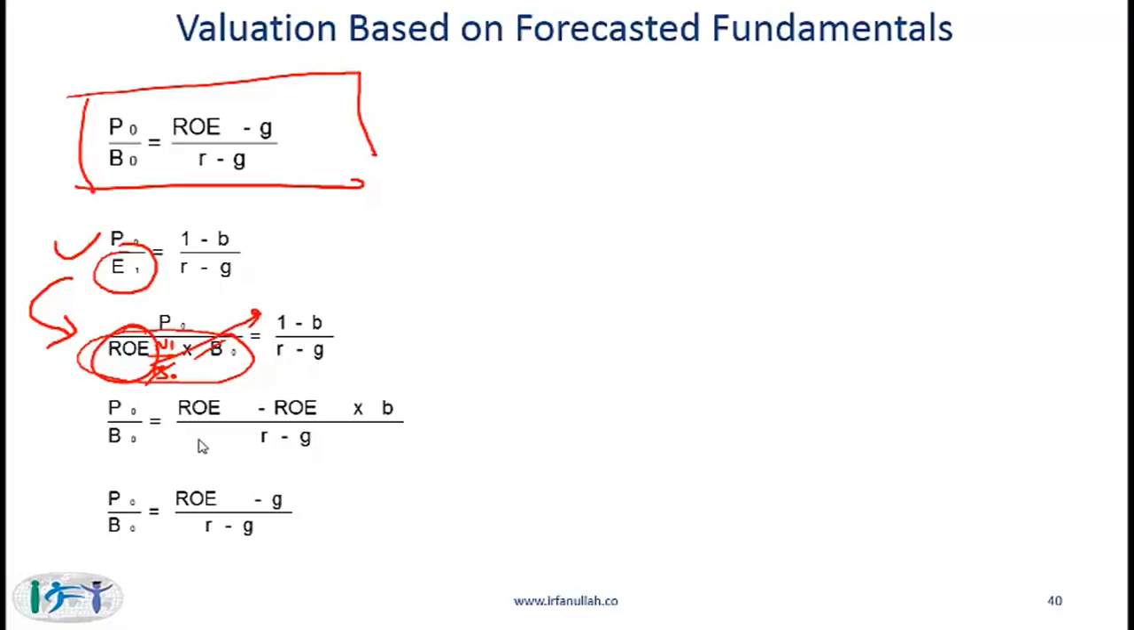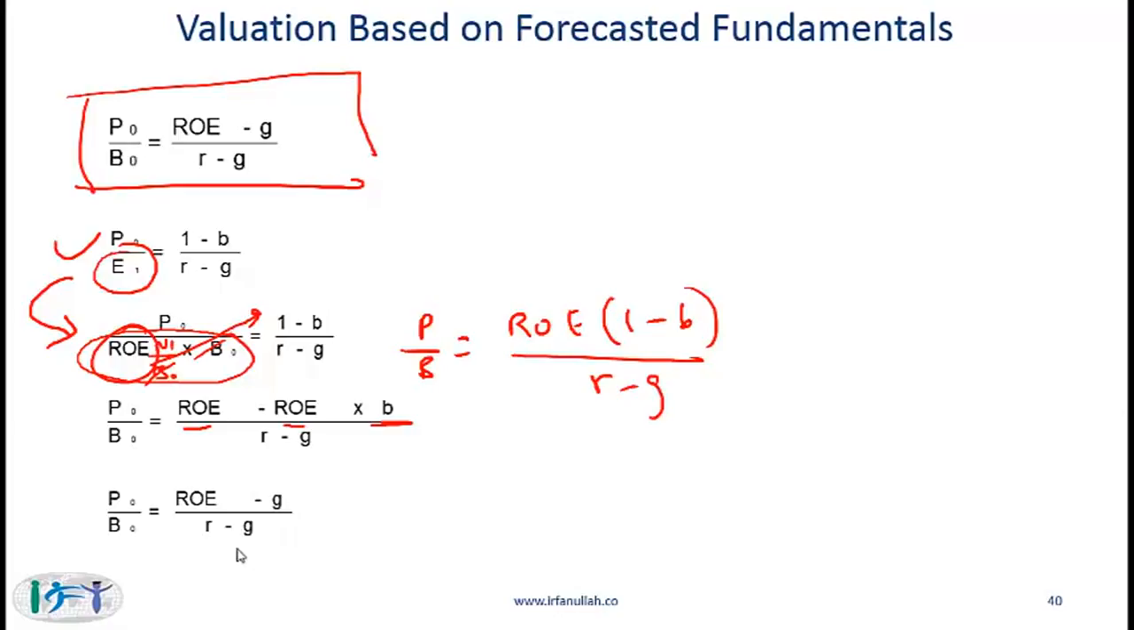So what you essentially have then is P over B equals ROE times (1 minus b) over (R minus G), and then this can be written as ROE times (1 minus b times ROE)... and what is ROE times b, which is the retention ratio? That is simply G. So like magic, we have P over B equals (ROE minus G) over (R minus G).